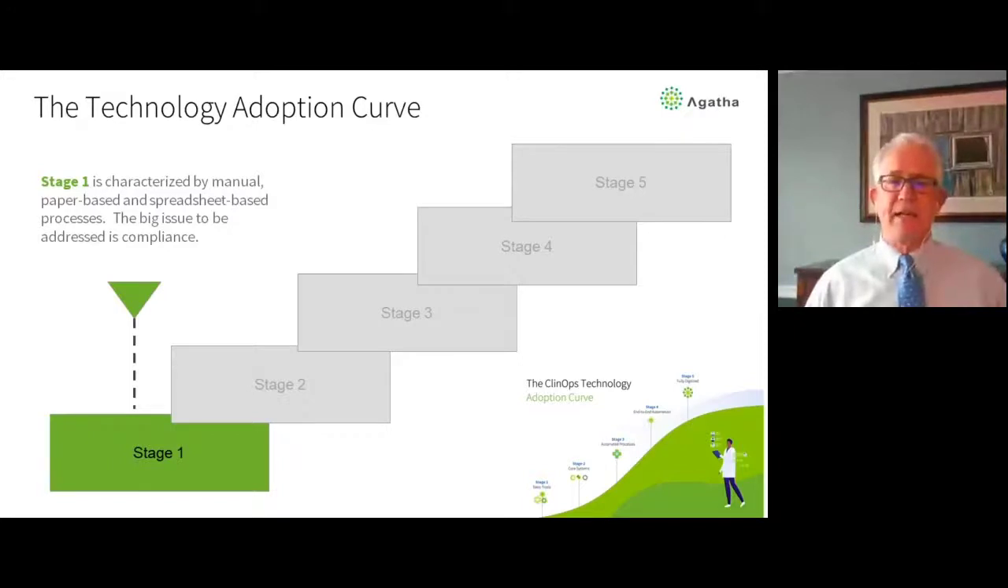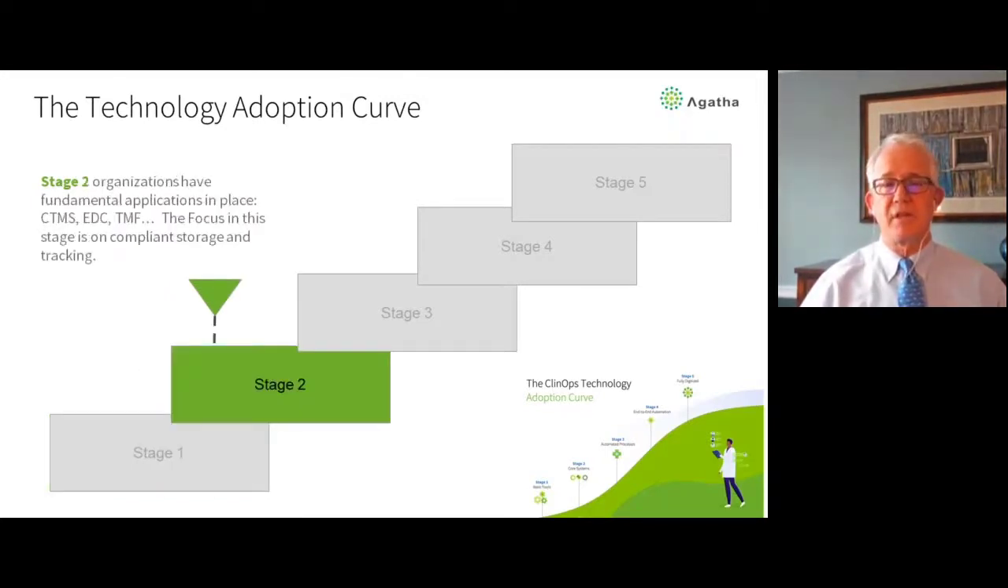And the key issue there, for any stage 1 company, or should be anyway, is compliance. There are big issues with compliance if you're using those kinds of tools for storing and sharing your content. And that's the focus of a stage 1 company, and getting to stage 2 is about dealing with compliance. Obviously a very broad statement, but I hope in that broadness, in the stereotyping, there's a lot of truth.